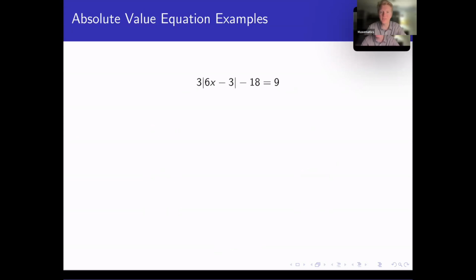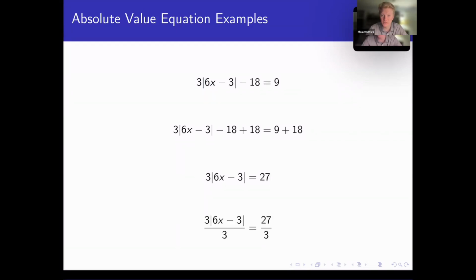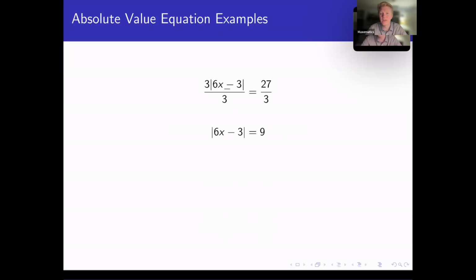So let's do the same thing. We've got to get the absolute value of 6x minus 3 by itself. So let's start by adding 18 to both sides. Then let's divide both sides by 3. Then we have the absolute value of 6x minus 3 equals 9.